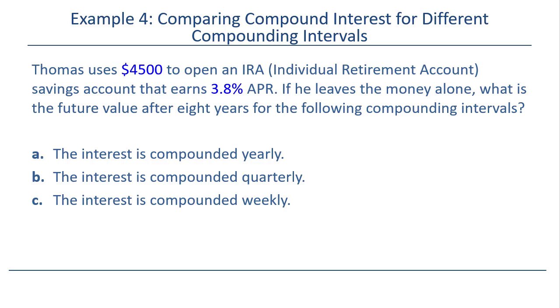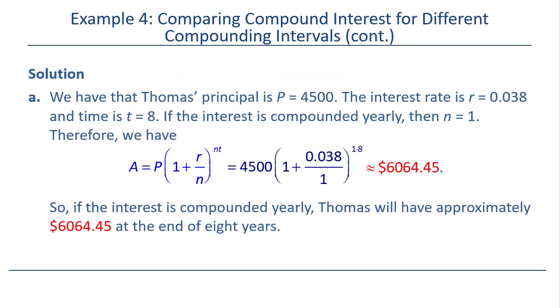Here's another example. So Thomas uses $4,500 to open an IRA, which is short for an individual retirement account. It's just basically a long-term savings account, if you want to think of it that way. It earns 3.8% APR. If he leaves the money alone, what is the future value after 8 years for the following different compounding intervals? So let's look at what happens when it's compounded yearly, quarterly, and weekly. Which one do you think is going to give you more money, right? If you compound it more frequently, do you think you're going to get more money? Well, you'd be right if you said yes.